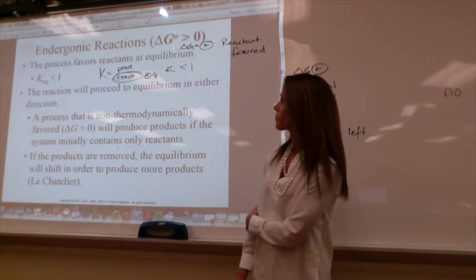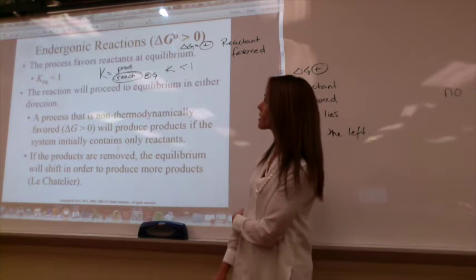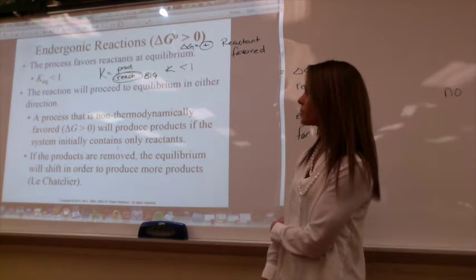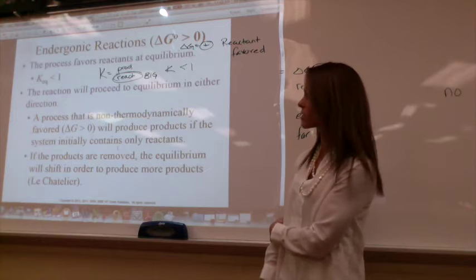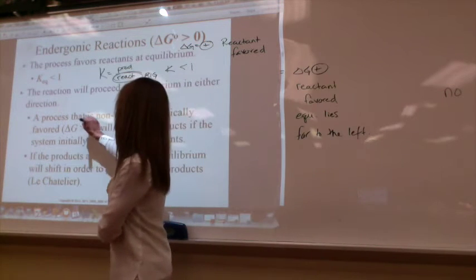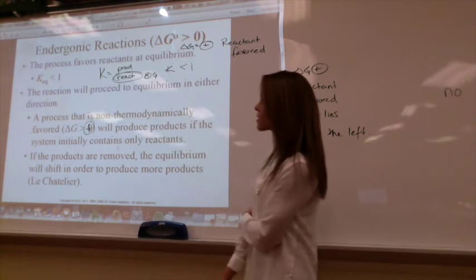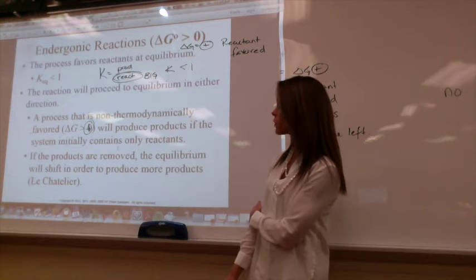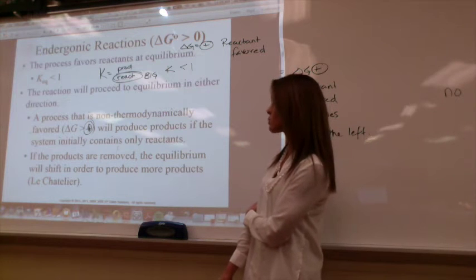All right, so if K is less than 1, the reaction will proceed until it reaches equilibrium. Once it reaches equilibrium, delta G is 0. A process that is not thermodynamically favored, delta G is positive, will produce products if the system initially contains only reactants. If the products are removed, the equilibrium will shift in order to produce more products, like Le Chatelier.